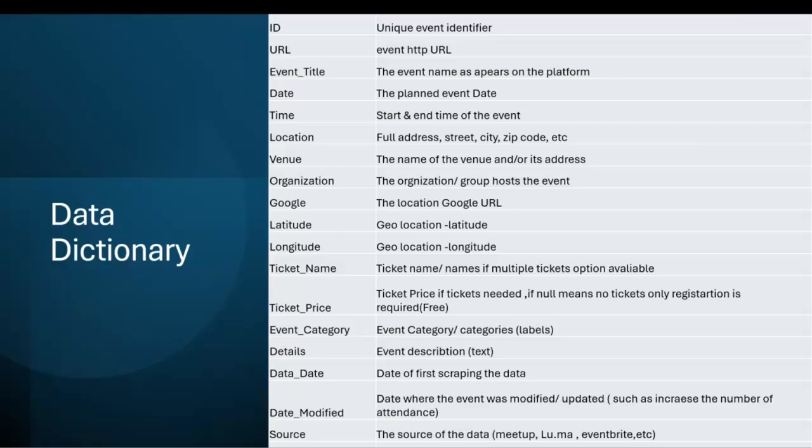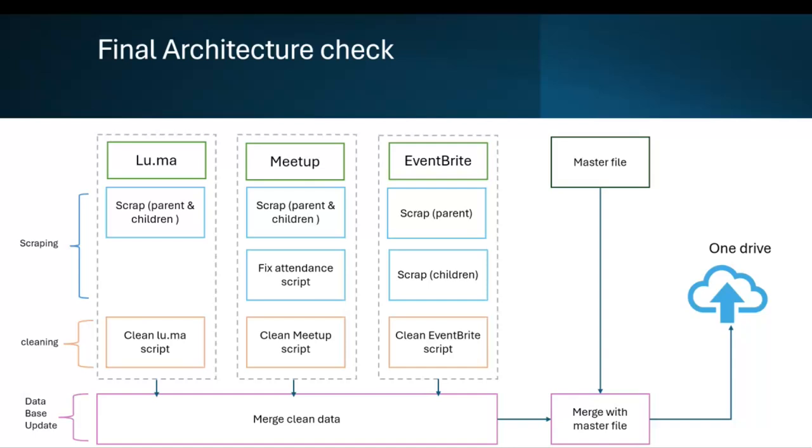Our final data collection has rich data about events such as event time, venue, location, geodata such as latitude, longitude, ticket price, and details about the categories.